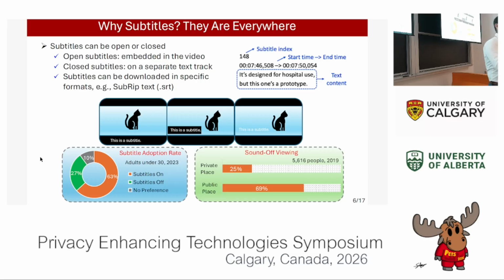And the subtitle can show in different areas in the frame. And according to surveys, about 63% of adults under 30 years old prefer to turn subtitles on. Particularly, if you watch videos in a foreign language, we need subtitles for understanding. And also in a very loud environment, we do not listen, but we just see the subtitles.